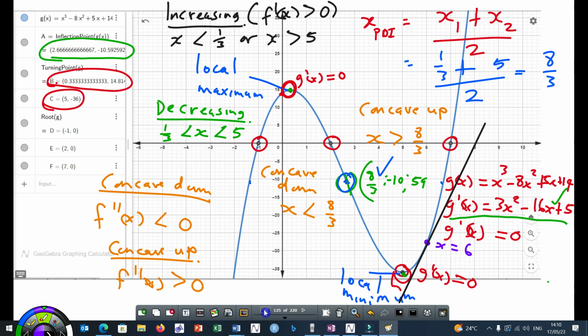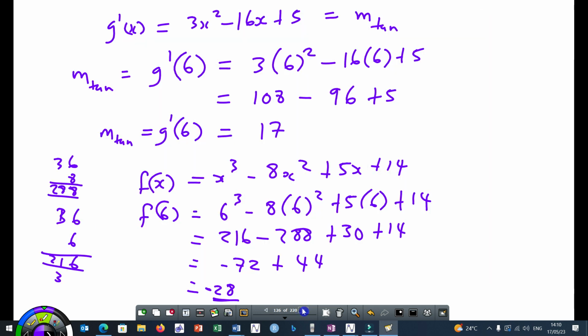Fortunately, we could have found it on the graph itself. If I go back to the original graph on GeoGebra, I could have found it, but we don't have time. I've got 10 minutes. I'm almost done though.